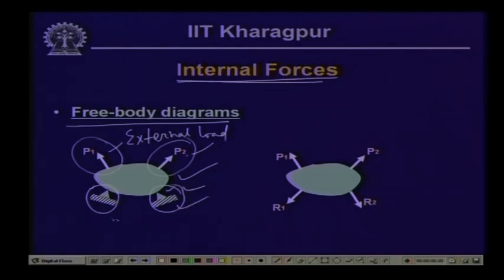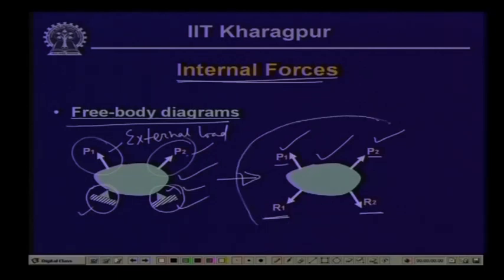So, if we remove these supports from this body and represent the body in this form, where P1 and P2 are the forces which are acting on the body, which we call active forces, and because of these active forces on the supports there are reactive forces, which are R1 and R2. Now, these active and reactive forces P1, P2, R1, R2 keep this particular body in equilibrium.